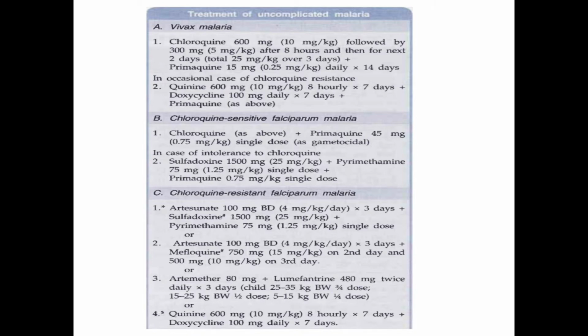Generally, this chloroquine is safe and well tolerated. You can see adverse side effects such as GI upset, allergic reactions, psychosis, convulsions, photosensitization, and ocular toxicity on long-term use. In occasional cases of chloroquine resistance, we can provide quinine in a dose of 600 mg 8 hourly for 7 days and doxycycline 100 mg daily for 7 days plus primaquine. So the dose is same as mentioned above.